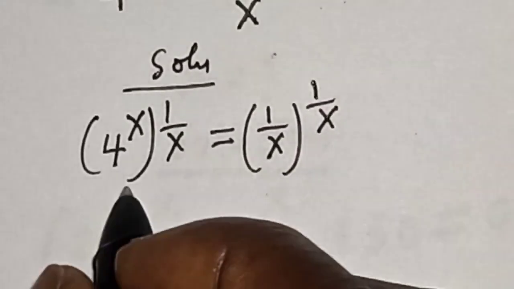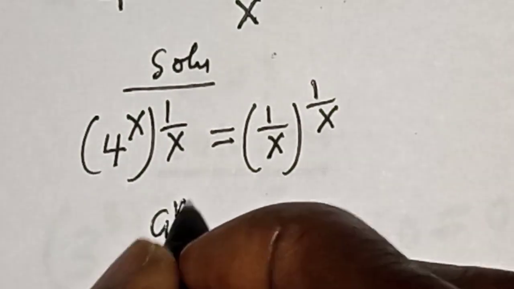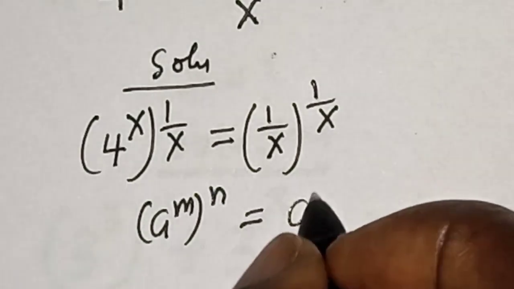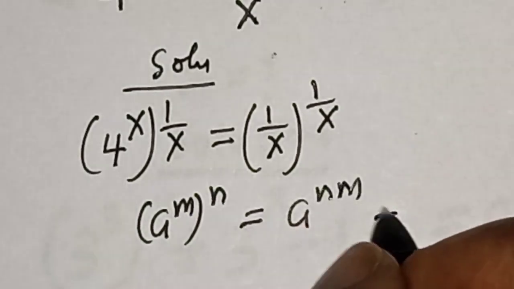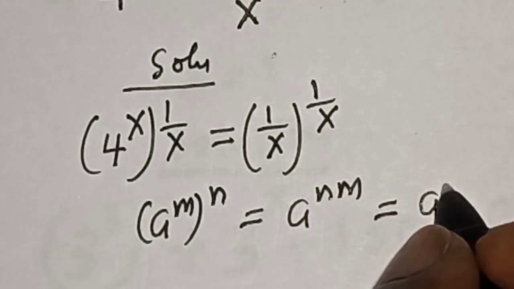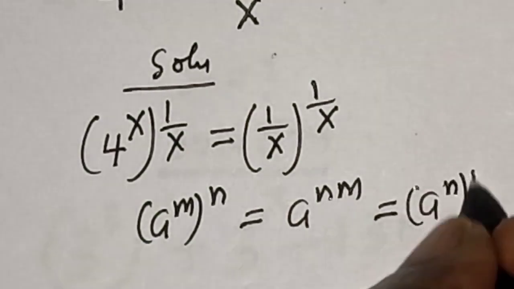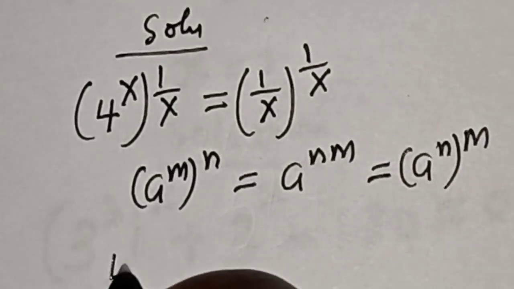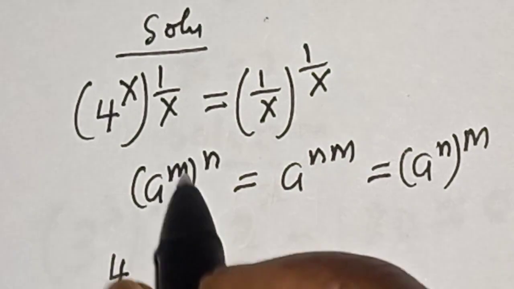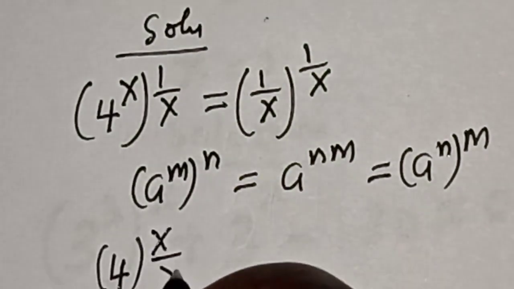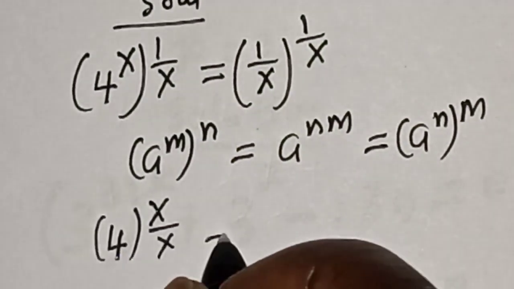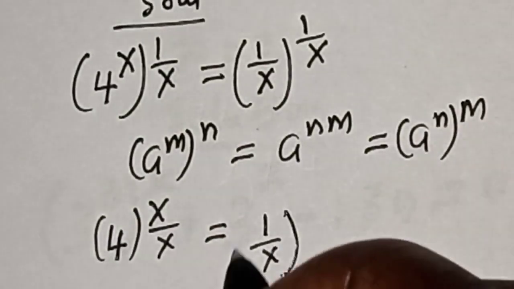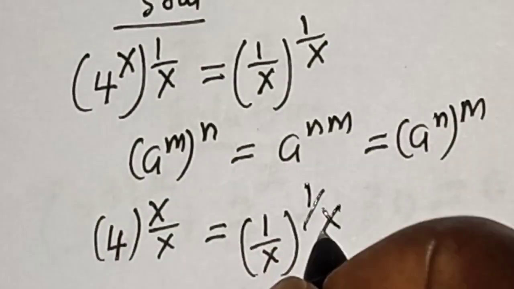Take note of this rule: a raised to power m raised to power n is equal to a raised to power nm, which is equal to a raised to power n to the power of m. Then here we have 4 raised to power s times 1 over s is equal to 1 over x all raised to power 1 over s.